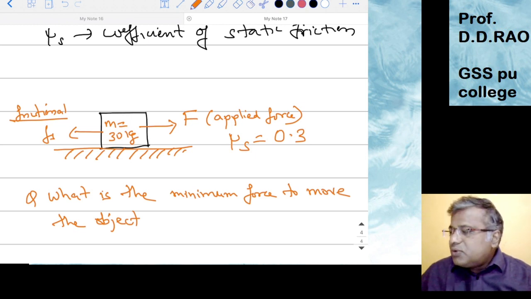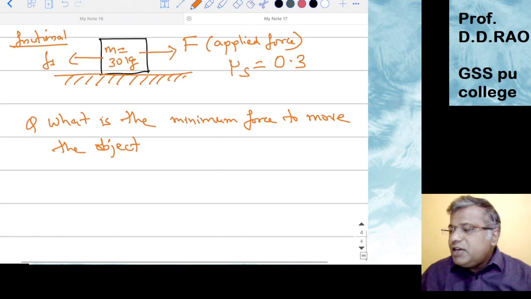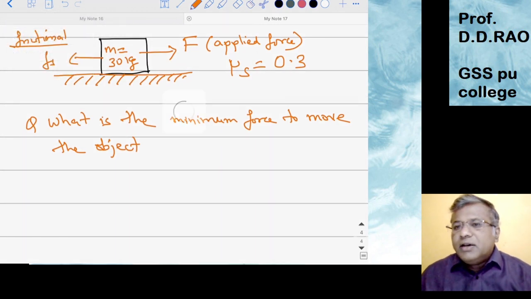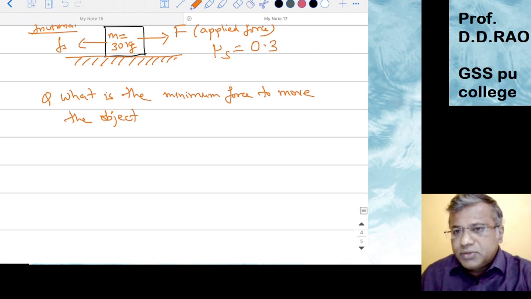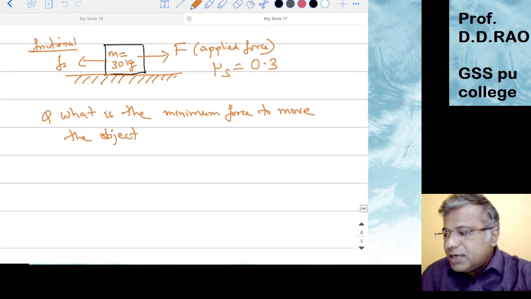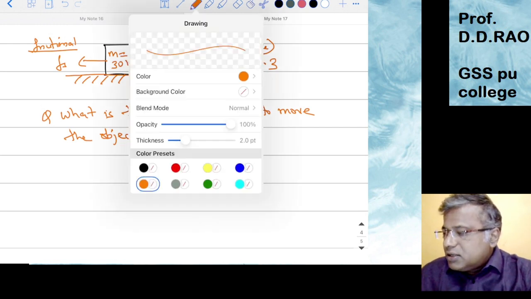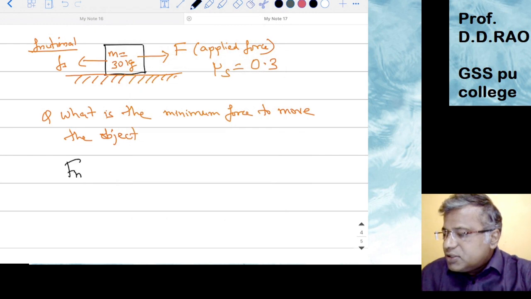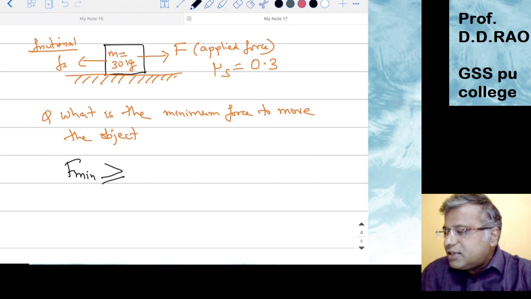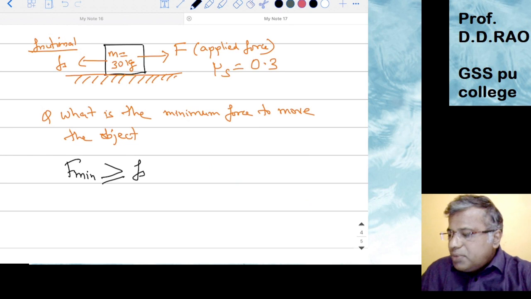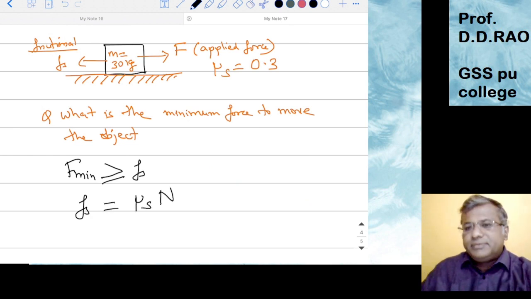Okay, so the calculation, how we do it here, is we first find the frictional force. In order to do this, what I'm trying to find is the minimum force required. The minimum force required should be greater than the frictional force; if it is equal, the object is in a state of equilibrium. So how much is the frictional force? We calculate it by mu s into N.